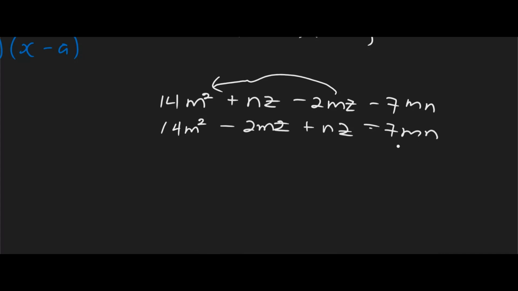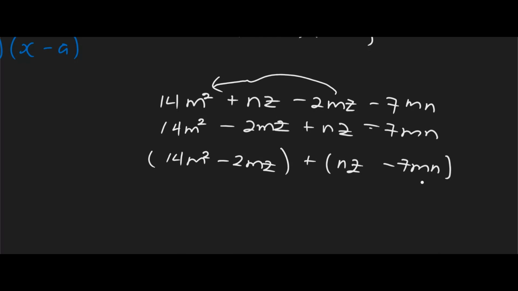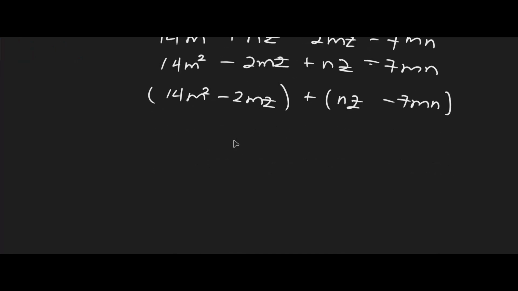So what's going to happen? So I have to group my first two terms, and that's going to be 14m squared minus 2mz, and then plus bracket of nz minus 7mn. So this is what we have, right? Quite interesting. So you can see that in this bracket, at least we have a common factor. In this one too, we have a common factor. Do you have a common factor in that one? Oh yeah, we have n here and that of n.